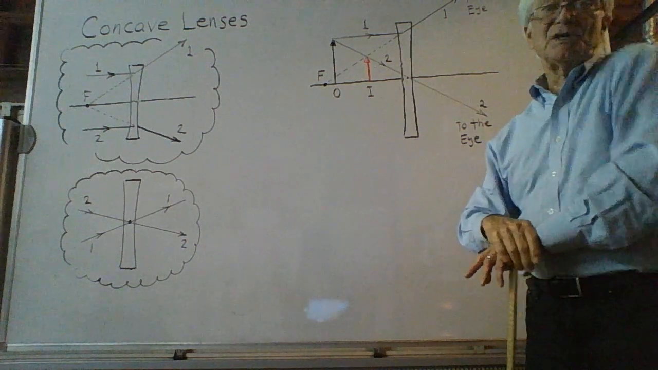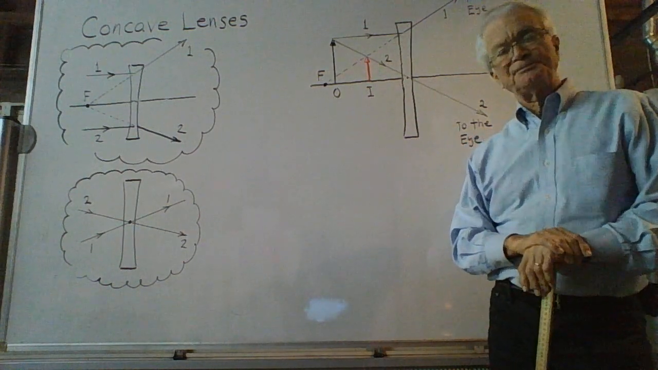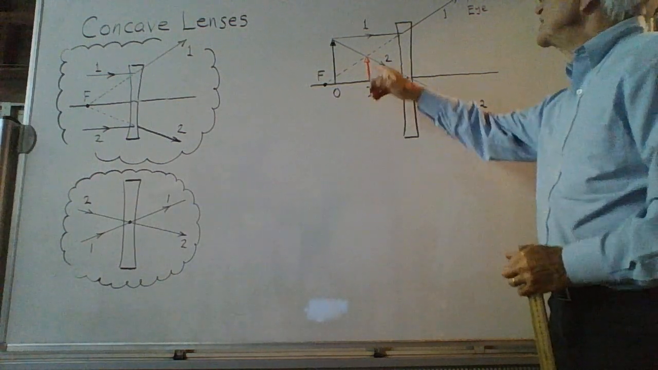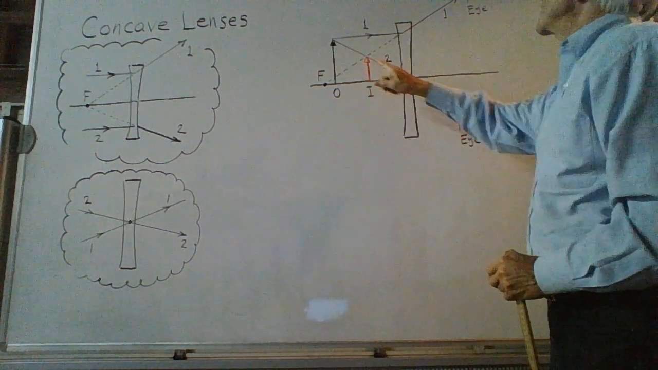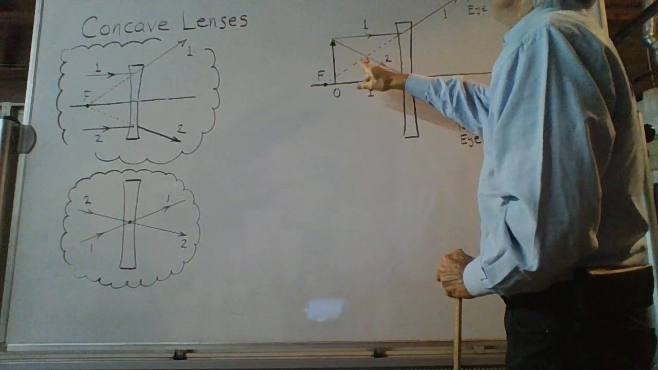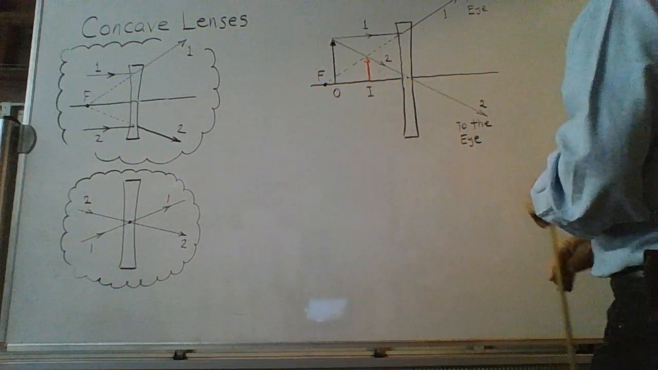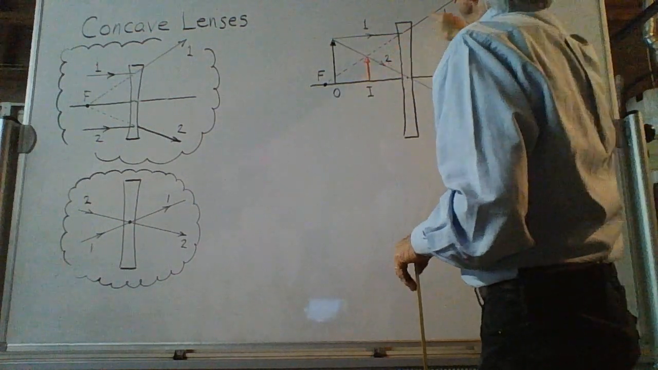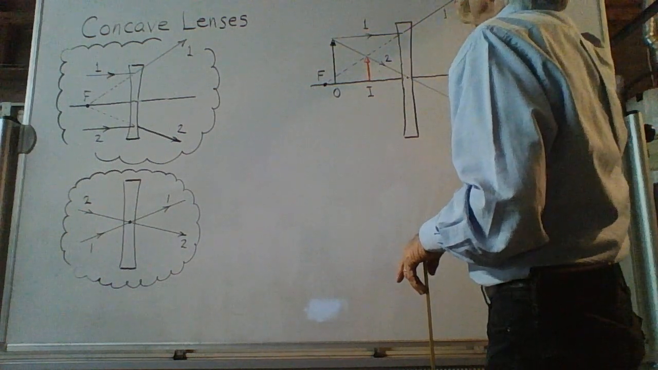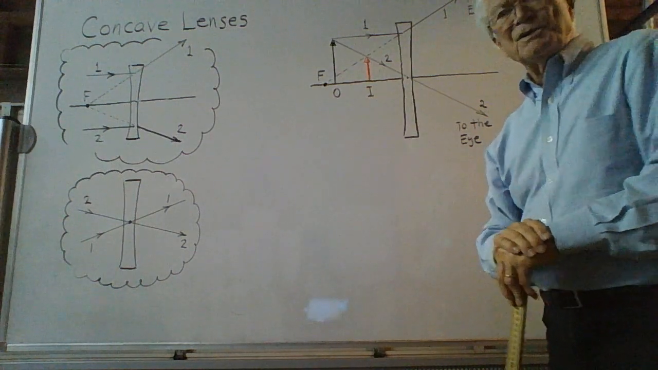What can we say about this image? It's shorter than the object. It's upright. And it's not real. You can see that it's not real because there isn't really light coming from this place. It only appears to be doing so. The eye that sees this ray number 1, there's no light traveling along this path to the eye. And so this is not a real image. It's called a virtual image.